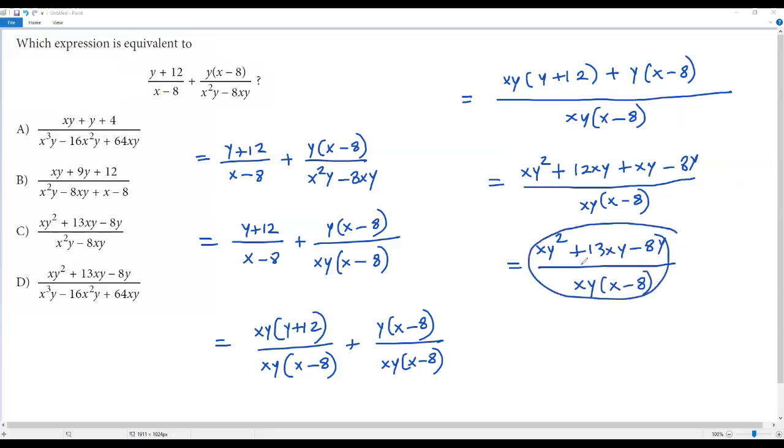So I can find this exactly in option C. So the correct answer choice for this question is option C.